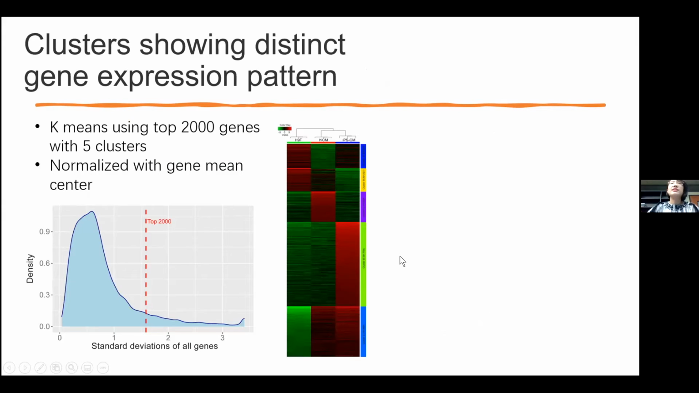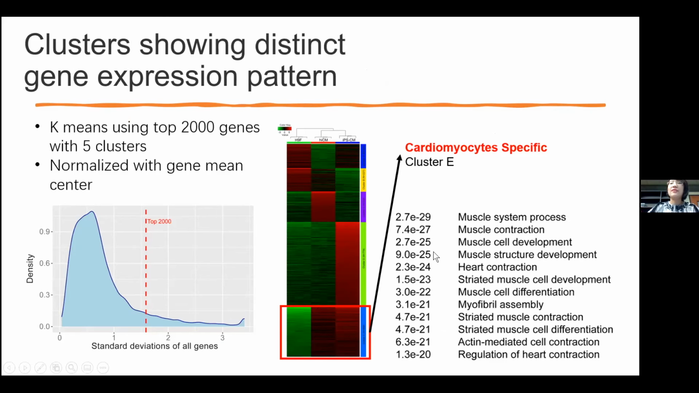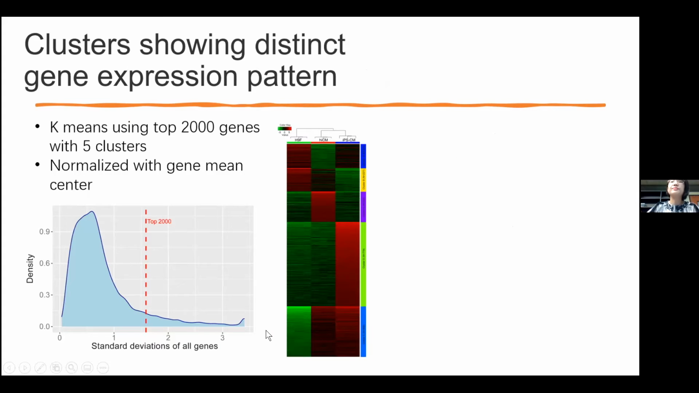I used k-means clustering on the top 2,000 genes and divided them into 5 clusters. And we find that this group here is the cardiomyocyte-specific cluster. It has a lot of gene expression related to muscle contraction, muscle cell development, and heart contraction, which is common between both HiCMs and iPSC-CMs, but not showing in the fibroblasts.